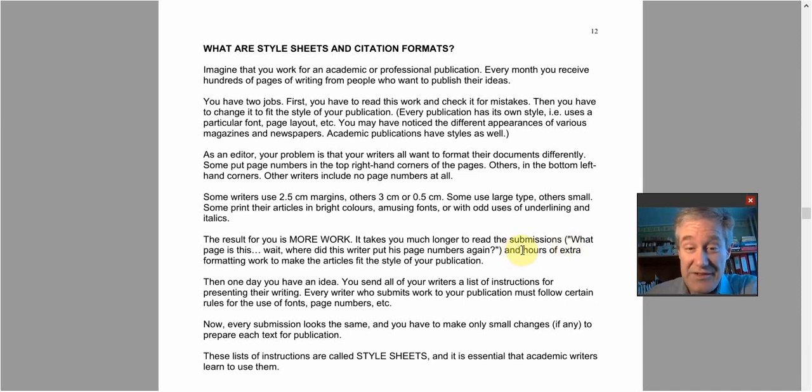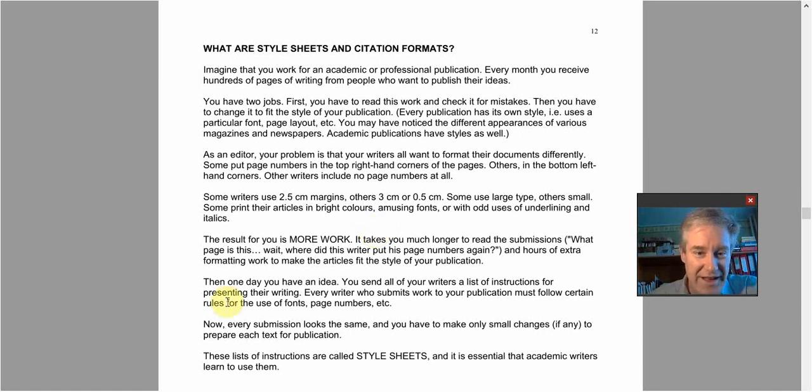Plus, it adds hours of extra formatting work because you have to make each article fit the style of your publication. So you choose an article from a certain writer. You say, okay, well, I have to move all the page numbers and change the margins and change the font sizes. Everything has to be made to fit the style of my publication. So this is a lot of extra work because all the writers are doing things differently, but when I publish my magazine, I need it to look the same.